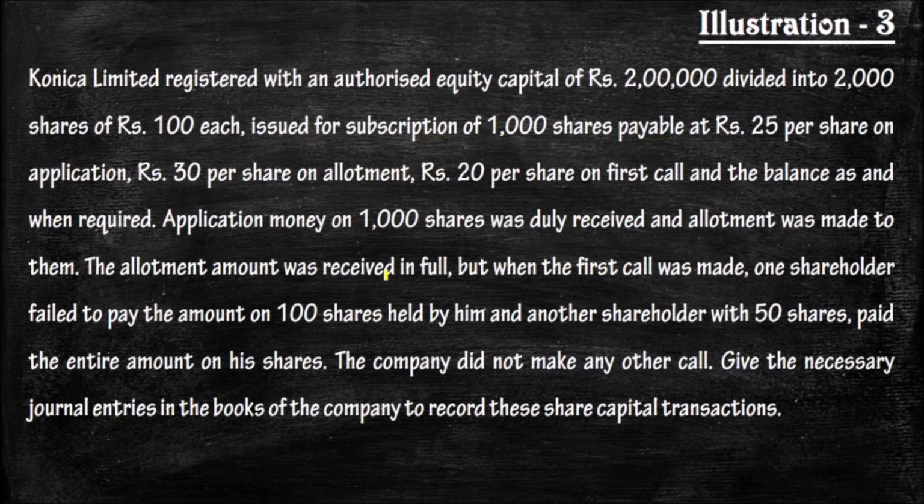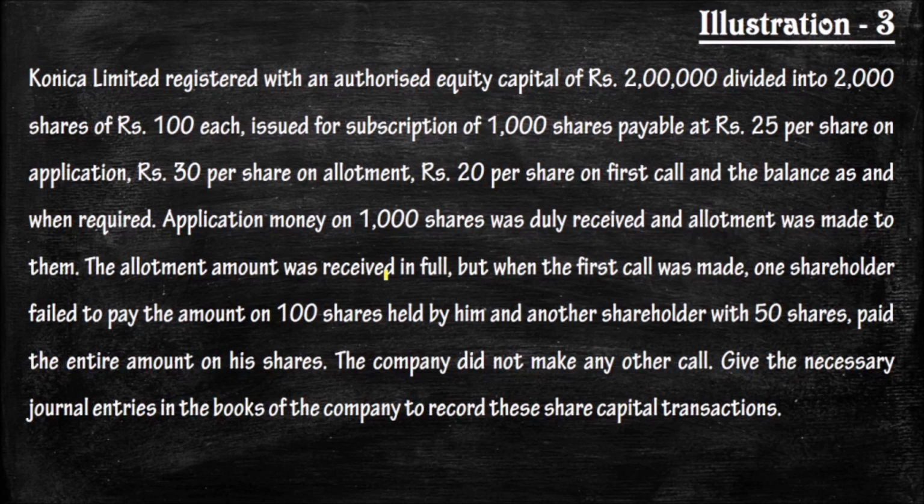Konica Limited is registered with an authorized equity capital of 2 lakh divided into 2,000 shares of rupees 100 each. They issued for subscription only 1000 shares. It is payable as rupees 25 per share on application, rupees 30 per share on allotment, rupees 20 per share on the first call, and the balance when required. Actually, it is not collected, only when it is required.